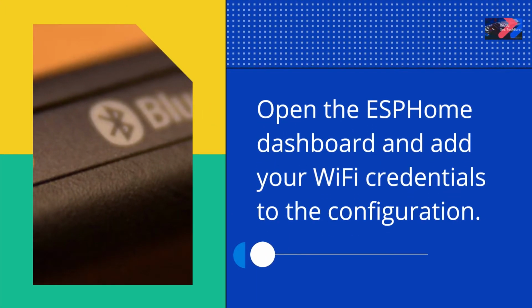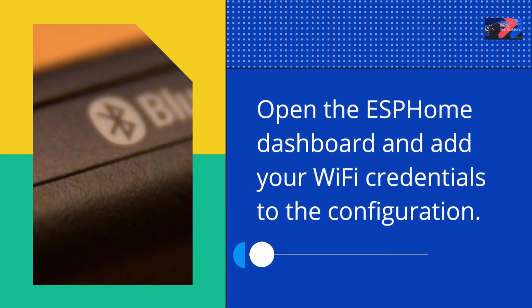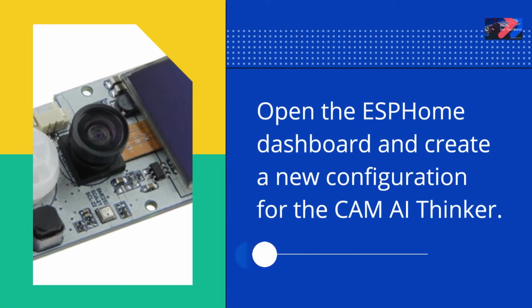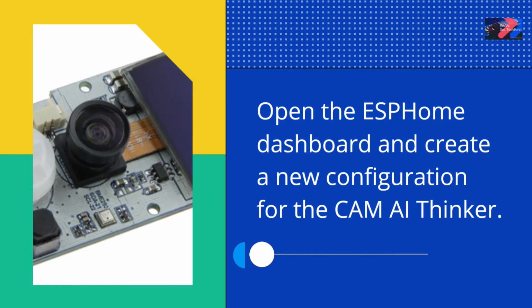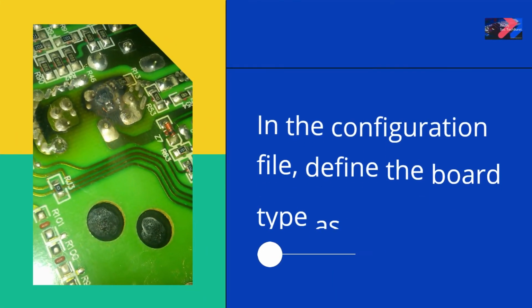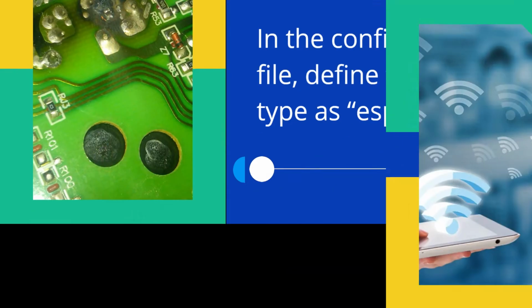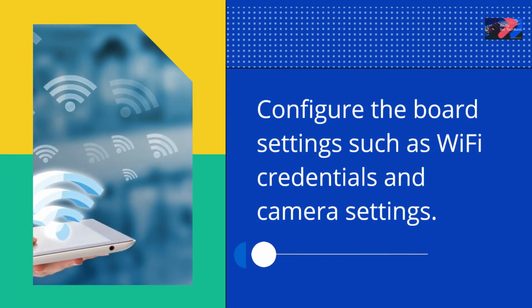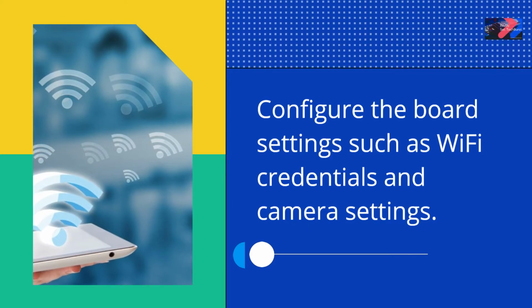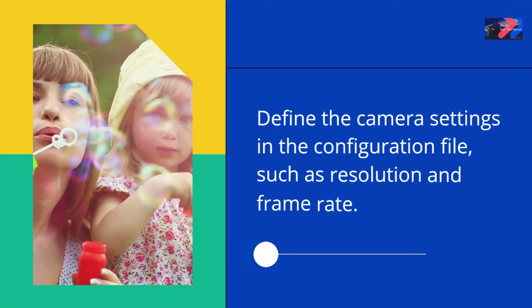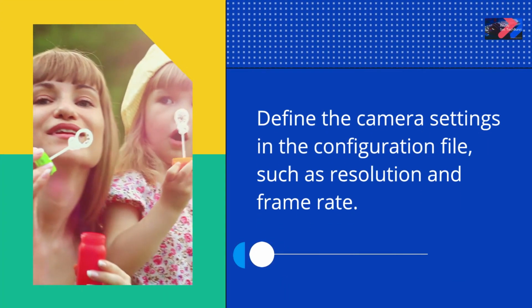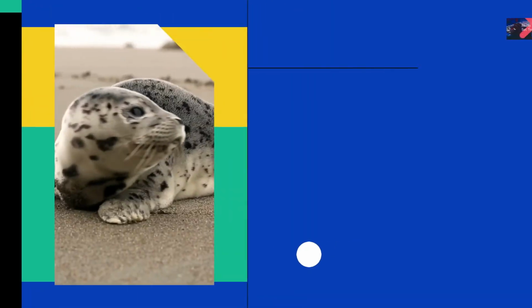Open the ESPHome dashboard and add your Wi-Fi credentials to the configuration. Open the ESPHome dashboard and create a new configuration for the CAM AI Thinker. In the configuration file, define the board type as ESP32 CAM. Configure the board settings such as Wi-Fi credentials and camera settings. Define the camera settings in the configuration file, such as resolution and frame rate.